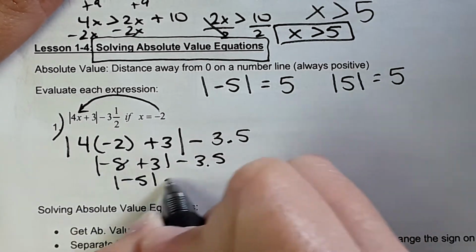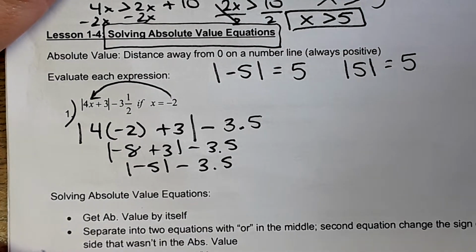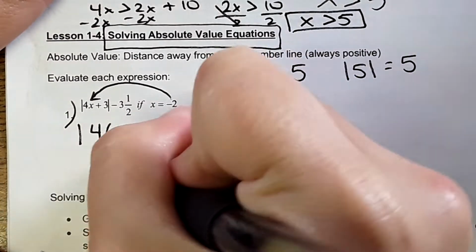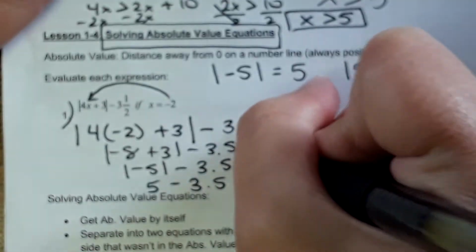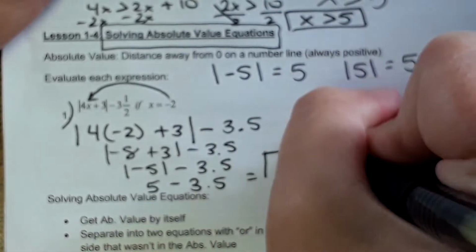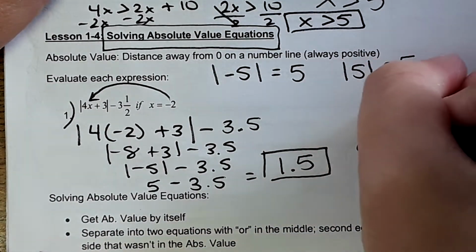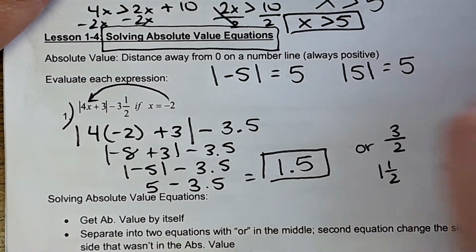Absolute value of negative 5 minus 3.5. Once you get to this part, now you're going to turn that negative 5 into a positive. So positive 5 minus 3.5 equals 1.5. And that is your answer, 1.5. Or if all the answer choices were in fractions, you might see 3/2, or 1 1/2.